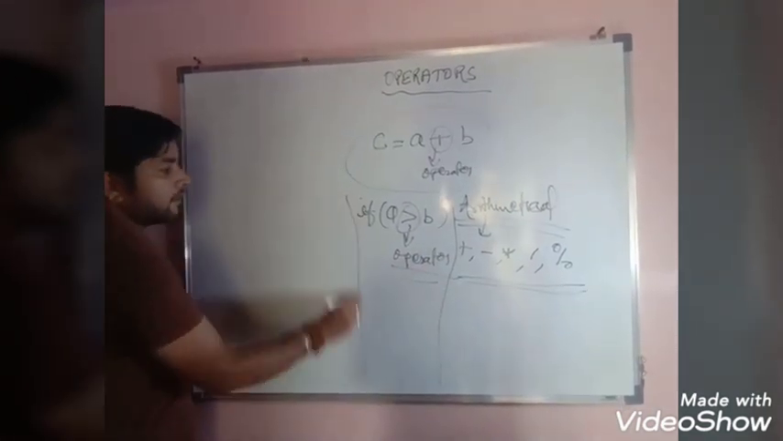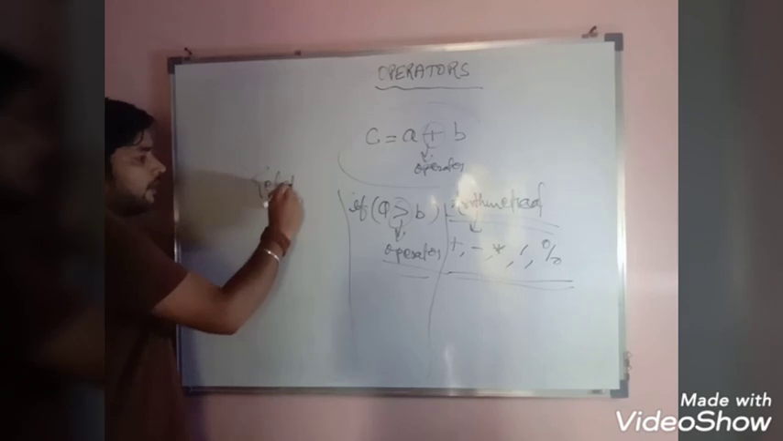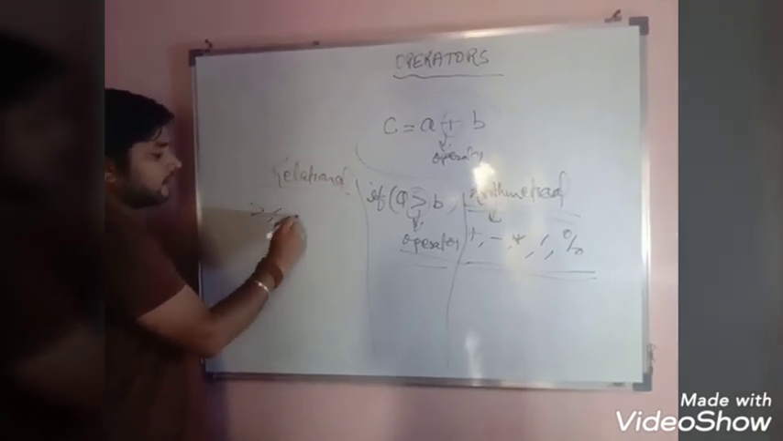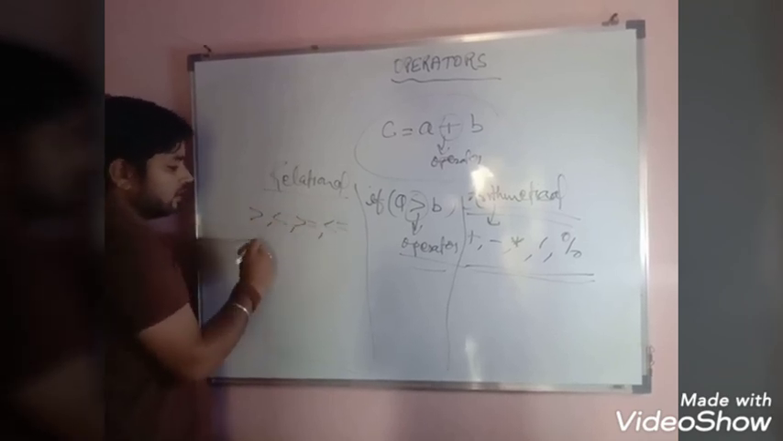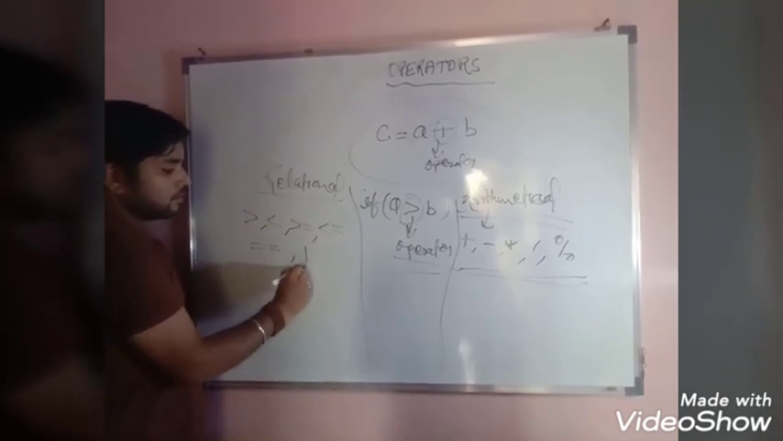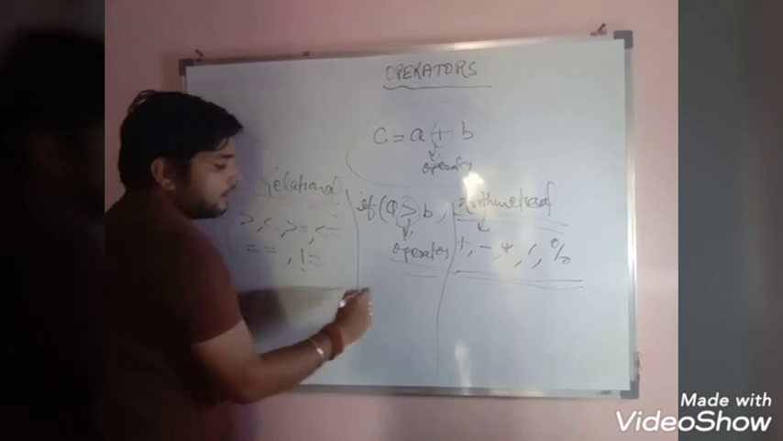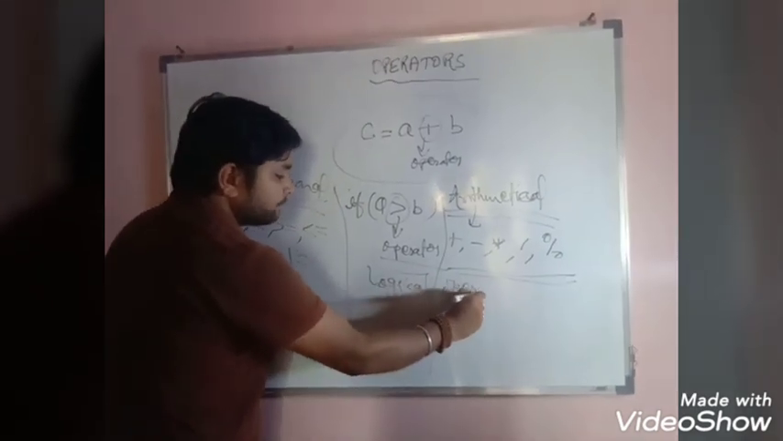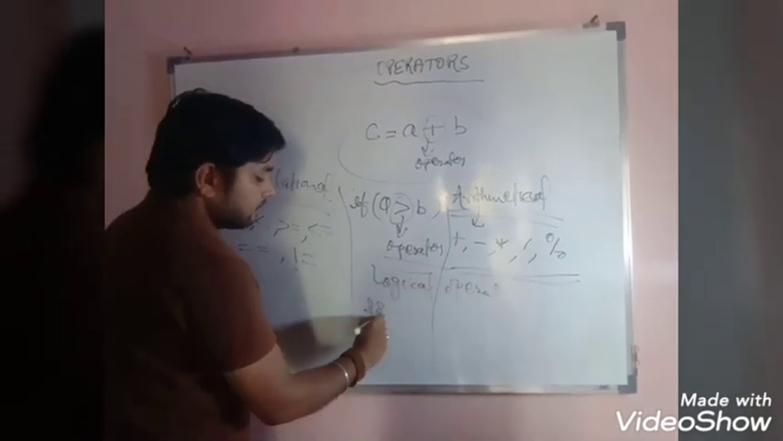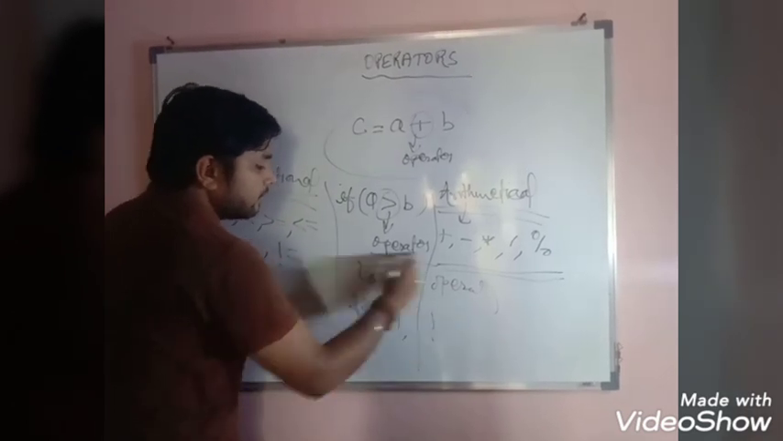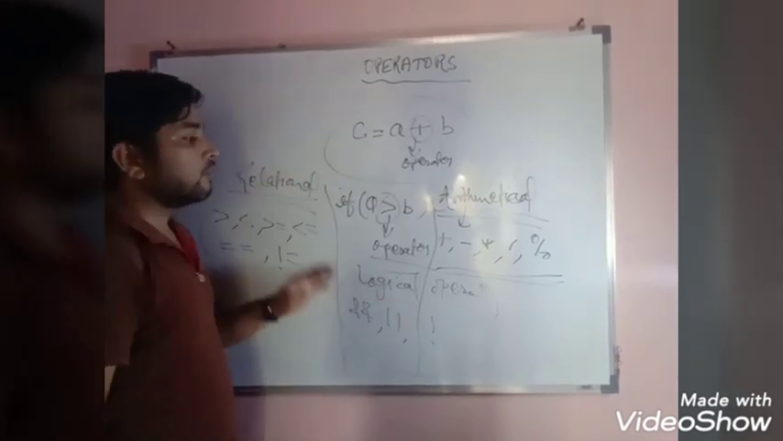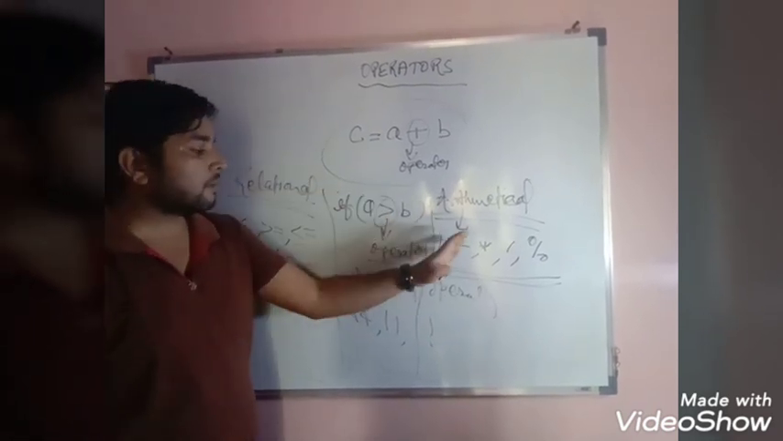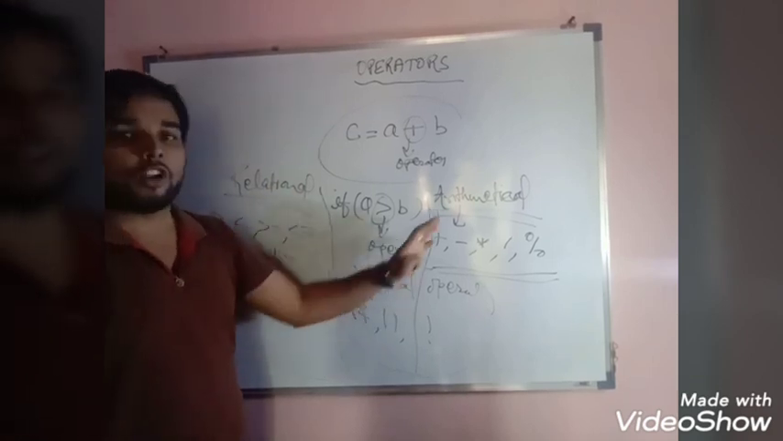What are the relational operators? Greater than, less than, greater than equals to, less than equals to, equals to, and not equals to are called relational operators. And what are the logical operators? And, or, and not are called logical operators. We will learn about these three operators in the next chapter. So these are the three types of operator: arithmetical, relational, and logical operators.